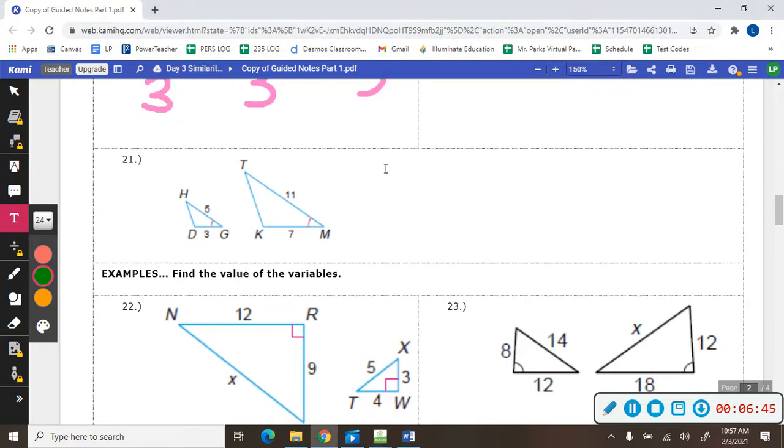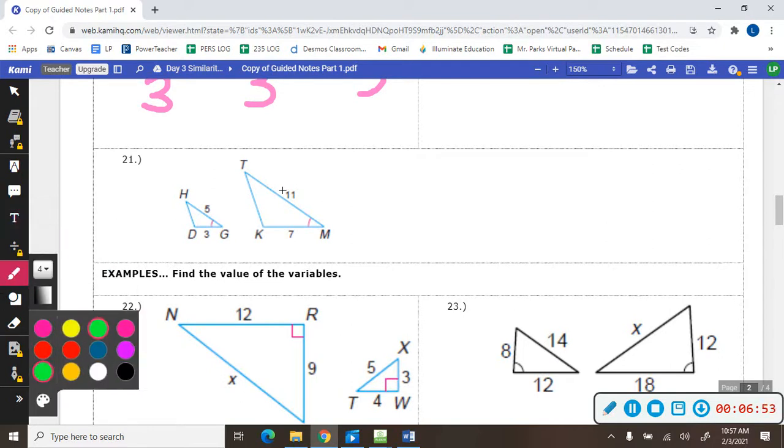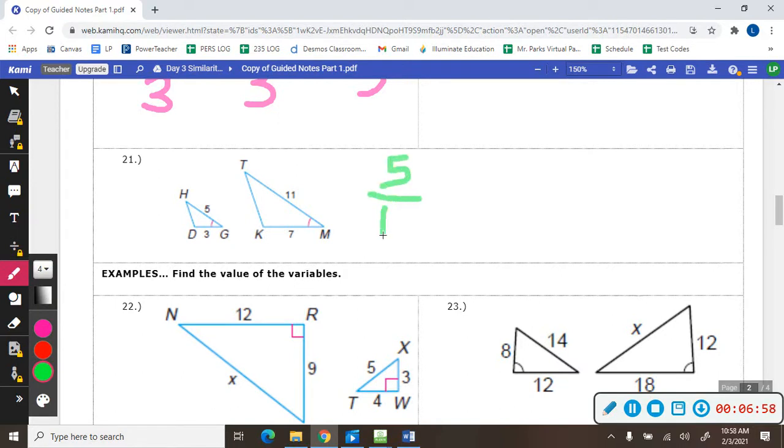So let's think. Let's go 5 to 11. Does that equal, I went this way, so I need to go this way. Does that equal 3 to 7? Five over 11 is reduced, 3 over 7 is reduced. So looking at this, they are not proportional.